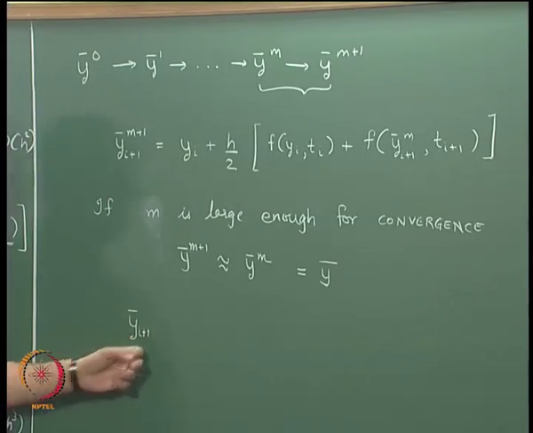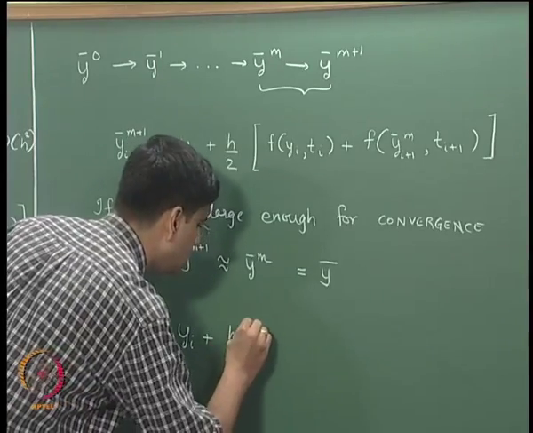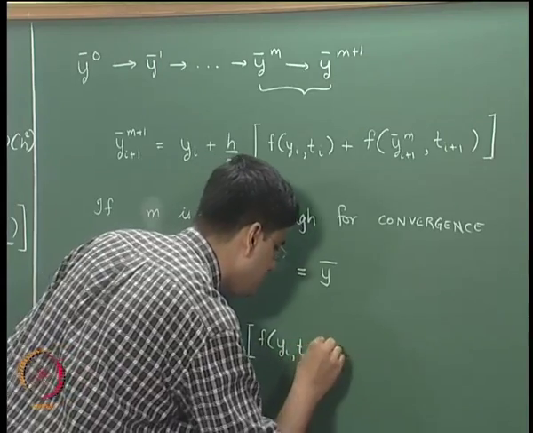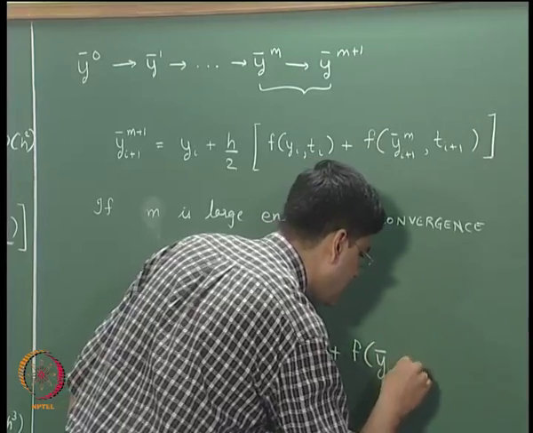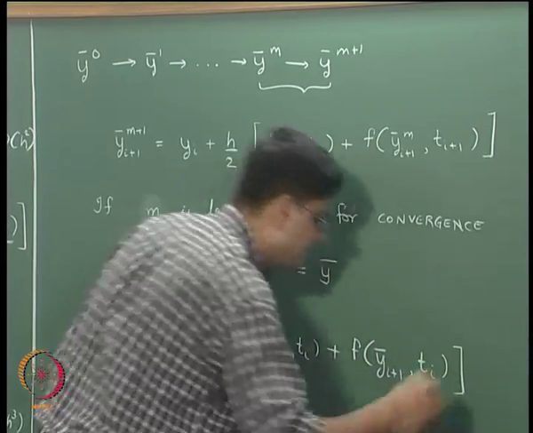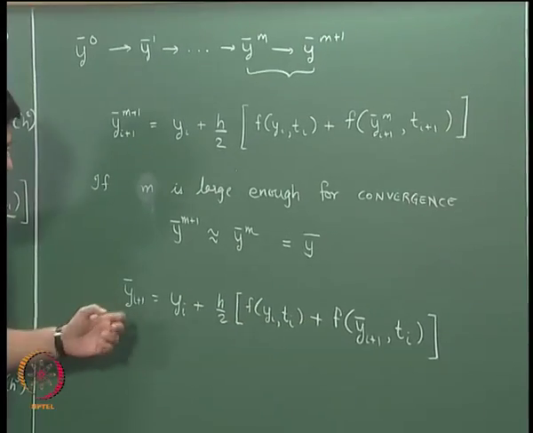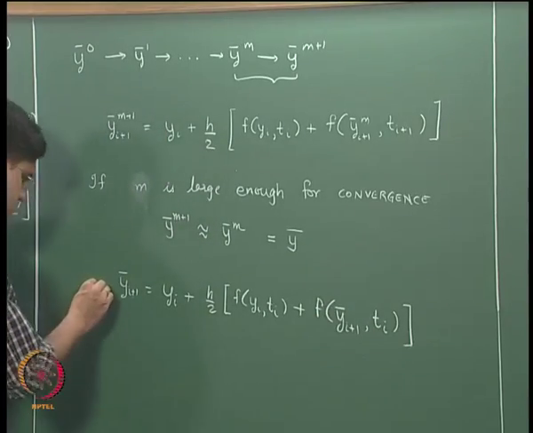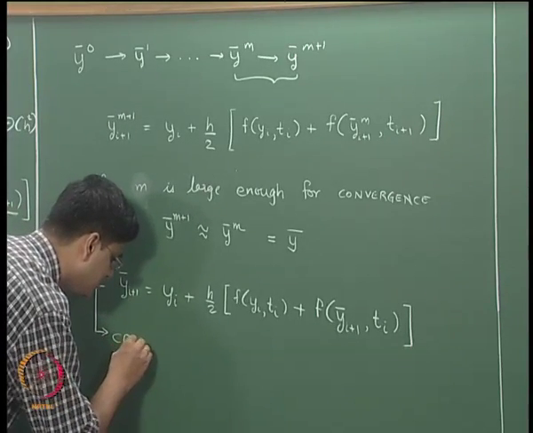computed at time i plus 1 equal to yi plus h by 2 multiplied by f of yi comma ti plus f of yi plus 1 bar comma ti. Keep in mind that this bar just represents a dummy type of variable. Now if you see this particular equation, if you recollect something that we did in lecture 2 of this particular module, this is nothing but Crank-Nicholson method.